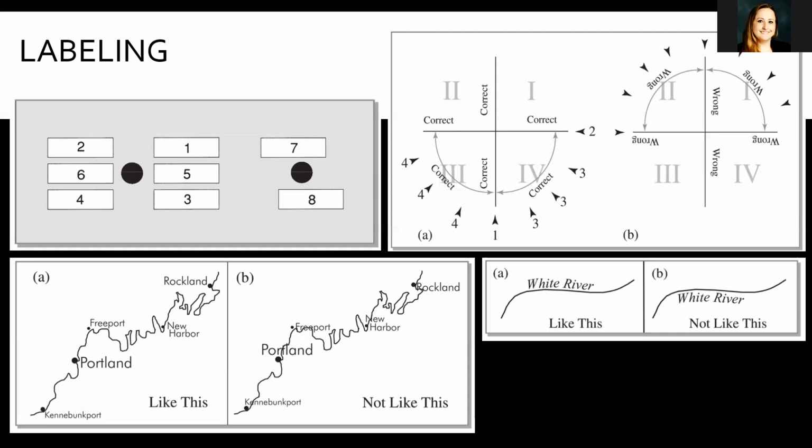Then in the bottom left, you will see how different cities or towns are labeled on a river. In the second part, the part B image, where it says not like this, my assumption is that that is how ArcGIS or some other mapping software randomly placed the points. And then in image A, that's where the map creator moved the labels. So you want to make sure that the labels aren't overlapping any important features.